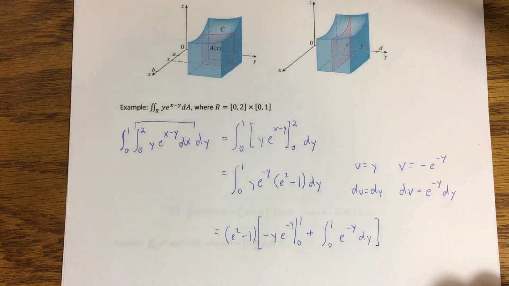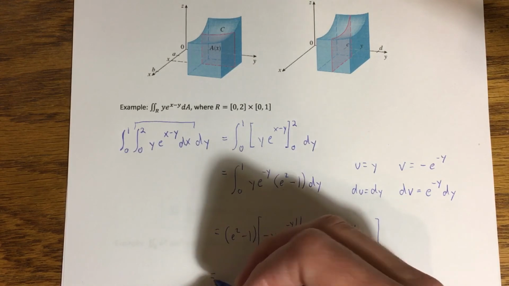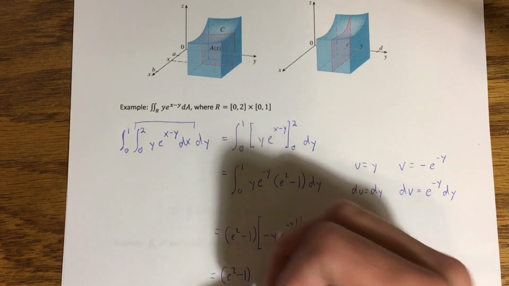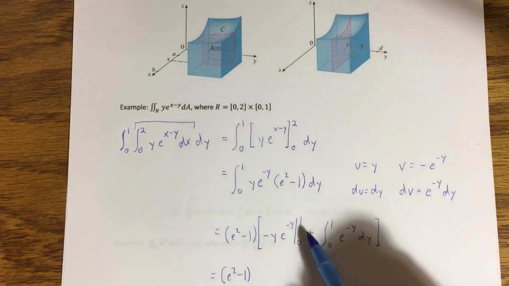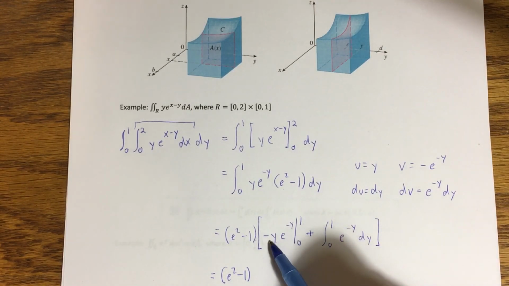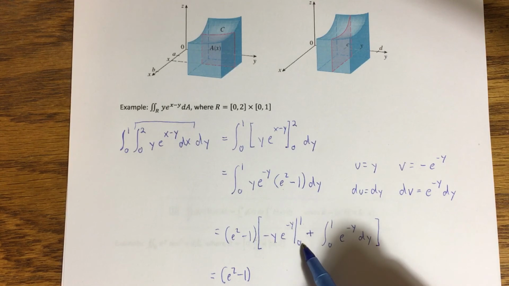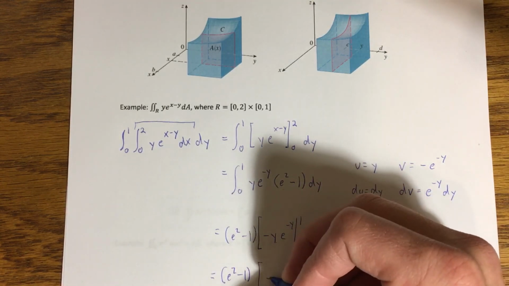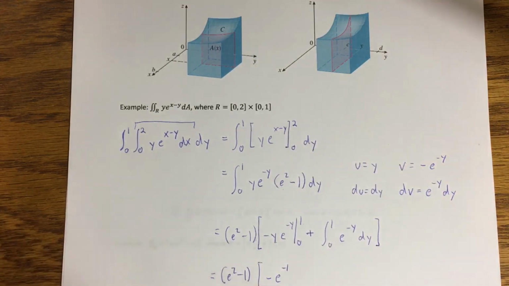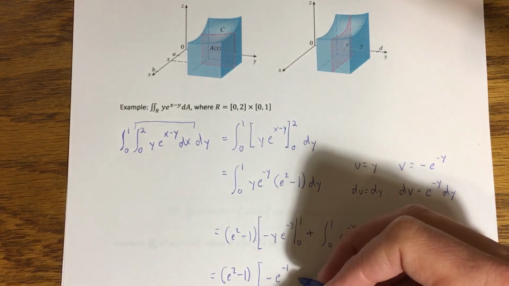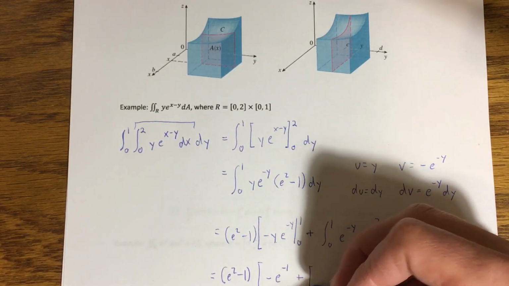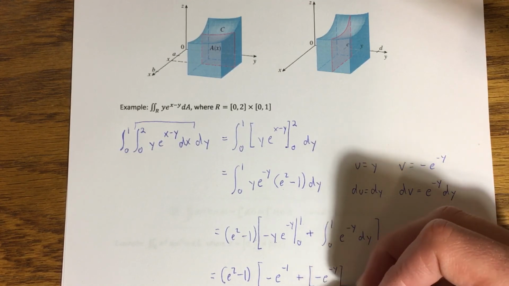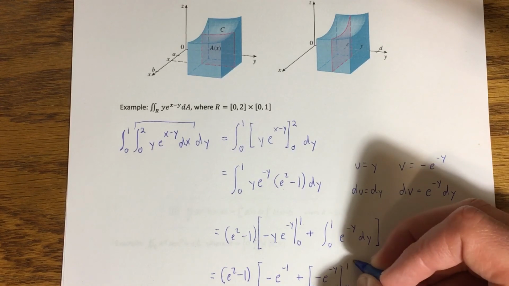Okay? From here it's all just calculus 2 kind of stuff, so the e squared minus 1 is still e squared minus 1. Here, if I plug a 1 in, I'm going to get negative e to the negative 1 power. If I plug a 0 in, the whole thing goes to 0. So this is going to give me negative e to the negative 1 there. Integrating this guy, I'm going to get plus negative e to the negative y from 0 to 1.